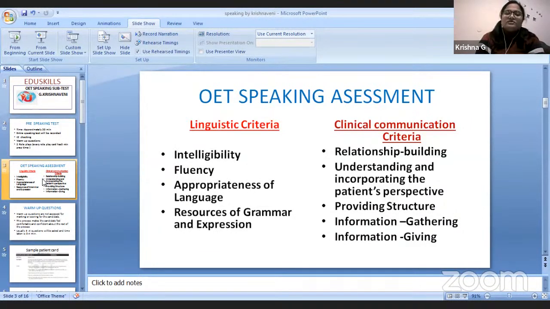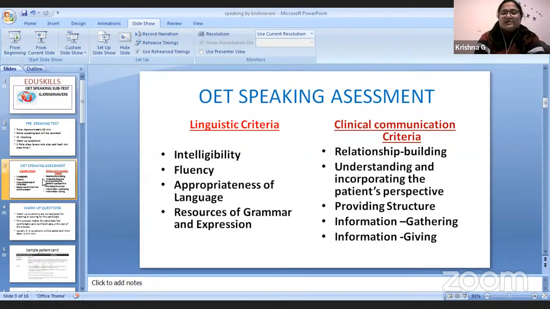In the case of closed-ended questions: have you had pain, or have you had good sleep? Those are yes or no questions, typically closed-ended questions, so the patient can only say yes or no. So the appropriateness of language should be used while questioning or collecting information.